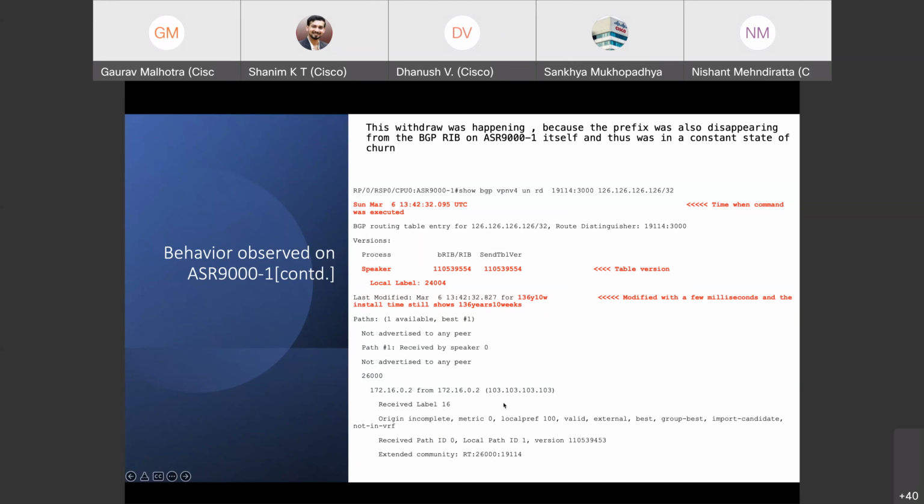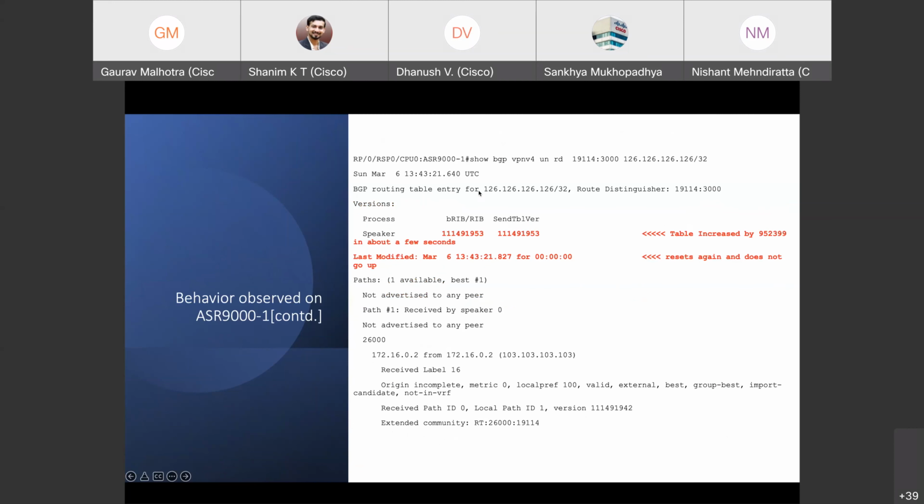And even coming down, if you look at the received label 16, this output shows received label 16. This is actually the label that it received from its EBGP peer. You can see the autonomous system 26,000 listed on the top. Just below that, where it shows the path attributes, it says import candidate, but not in VRF. So the RTs were not matching, so it was not part of any VRFs.